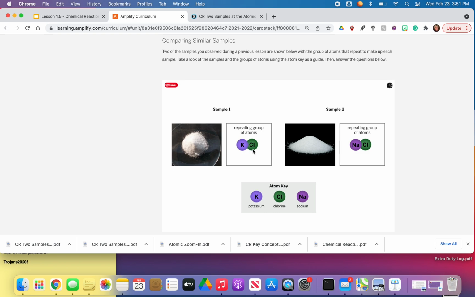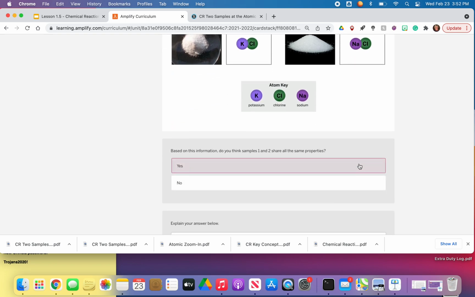The repeating group of atoms that make up sample 1 is K and Cl. And if I look down here in my atom key, I see that the purple K stands for potassium and the green Cl stands for chlorine. So the 2 atoms that make up this group are potassium and chlorine. And then if I look over here, I can see the repeating group of atoms. I've got a lighter purple, that's Na, which is sodium, and Cl, so that's chlorine. Okay, so based on this information, do you think samples 1 and 2 share all the same properties?